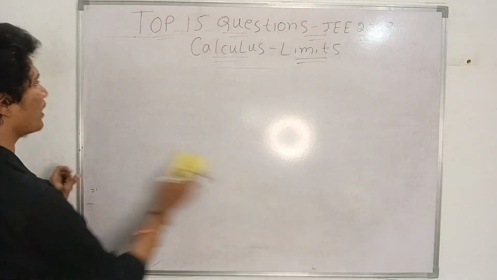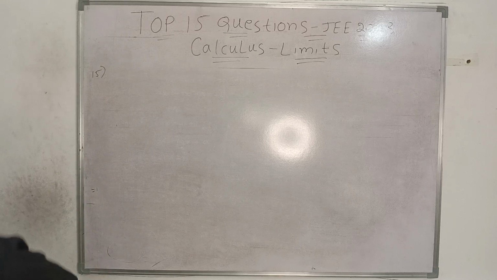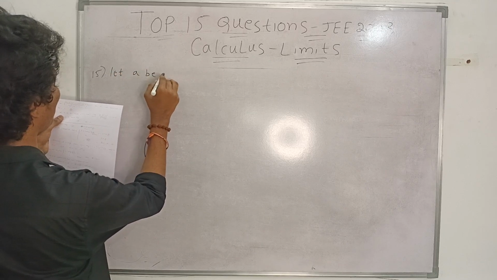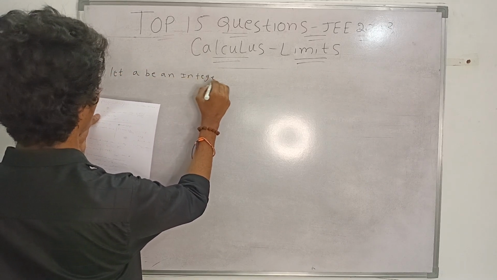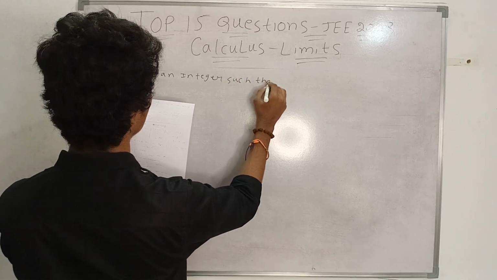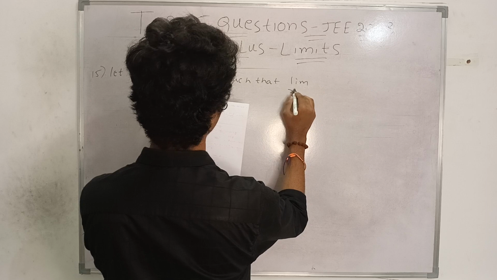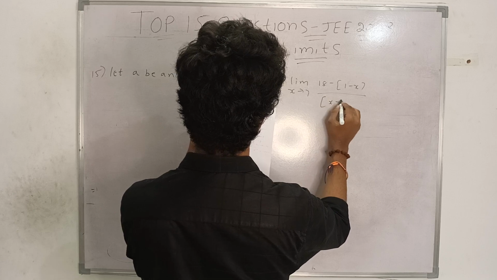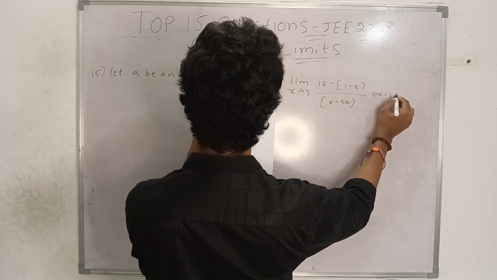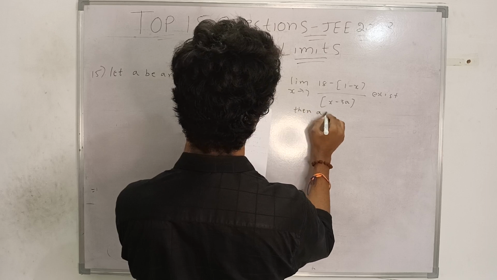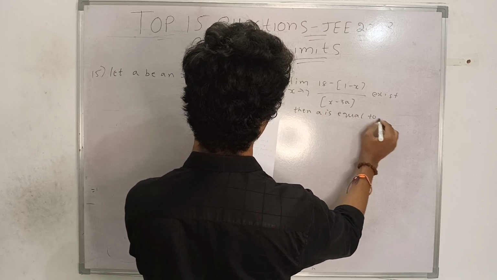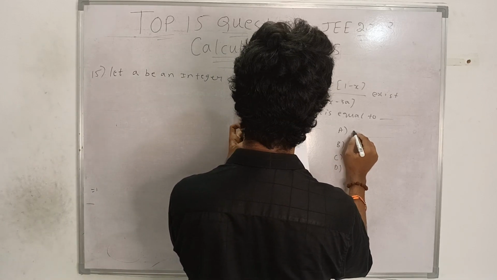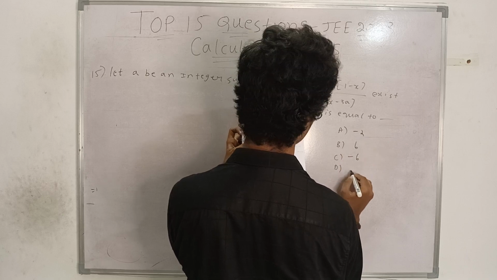Now we come to an end and we are going to discuss the last question. Last question, that is, let a be an integer such that the limit x tending to 7 of 18 minus [1 minus x] divided by [x] minus 3a exists. Then a is equal to: option A minus 2, option B 6, option C minus 6, option D minus 7.